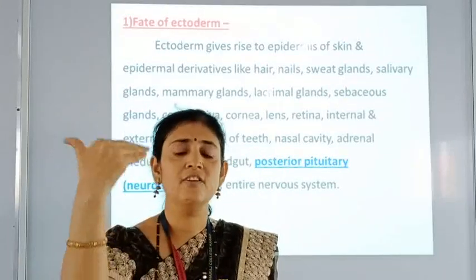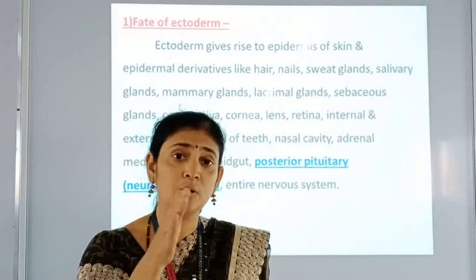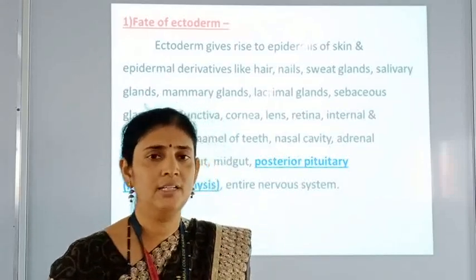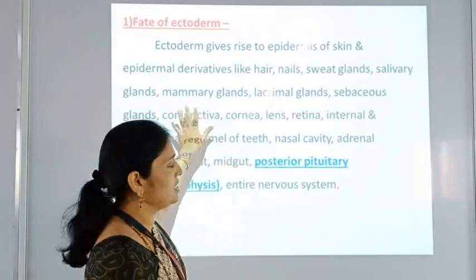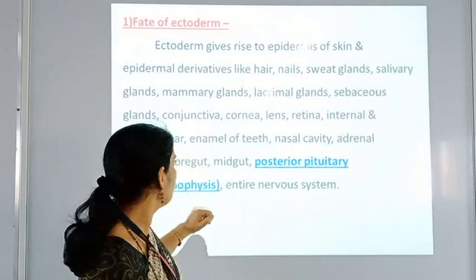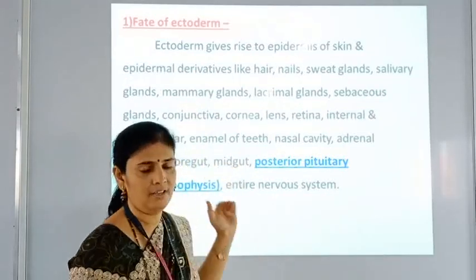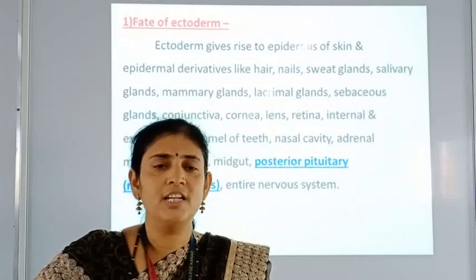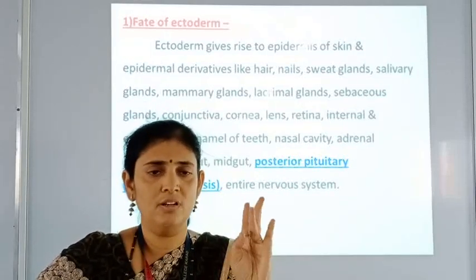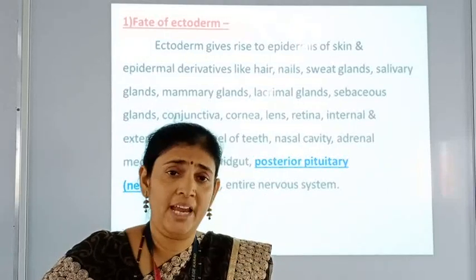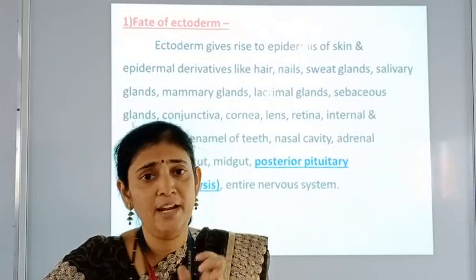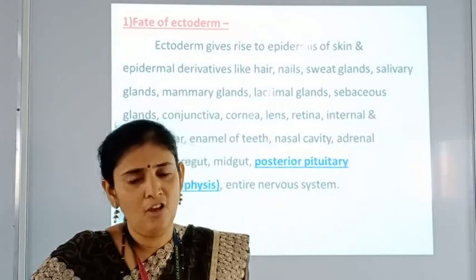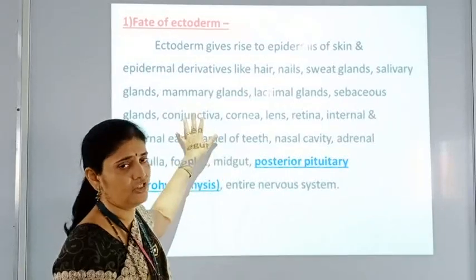2 regions, adrenal cortex and adrenal medulla. Out of that adrenal medulla, it is derived from this ectoderm, that we have to remember. Then foregut, midgut, the digestive system in the human body we have already studied, and that is showing 3 parts, foregut, midgut and hindgut. Out of that, the foregut parts and midgut parts are derived from this ectoderm germ layer.